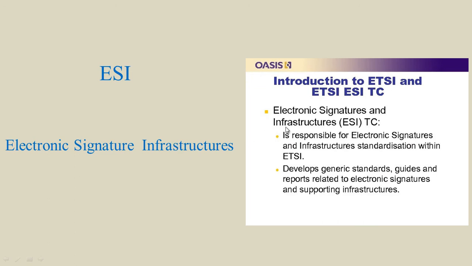ESI. Electronic Signature Infrastructure. Electronic Signatures and Infrastructures, ESI TC, is responsible for electronic signatures and infrastructures standardization within ETSI. It develops generic standards, guides, and reports related to electronic signatures and supporting infrastructures.